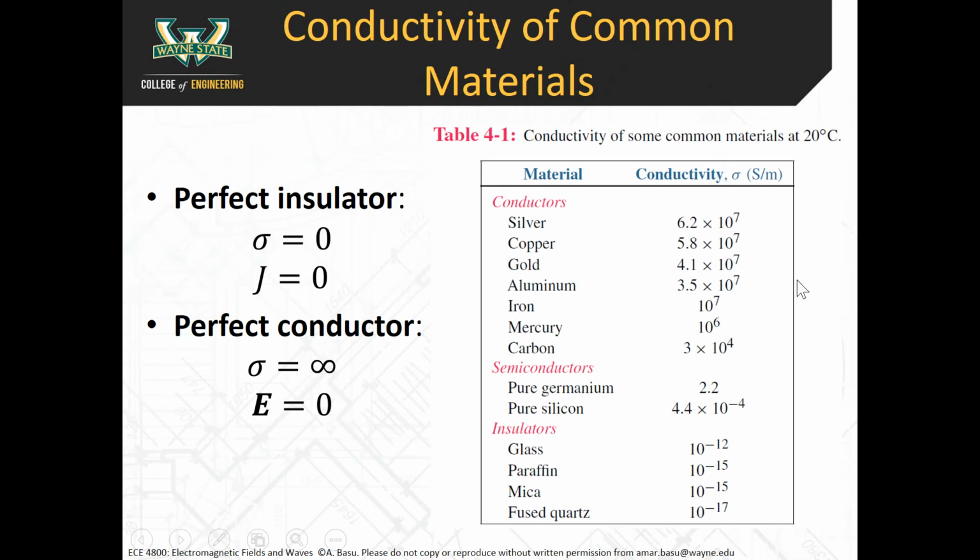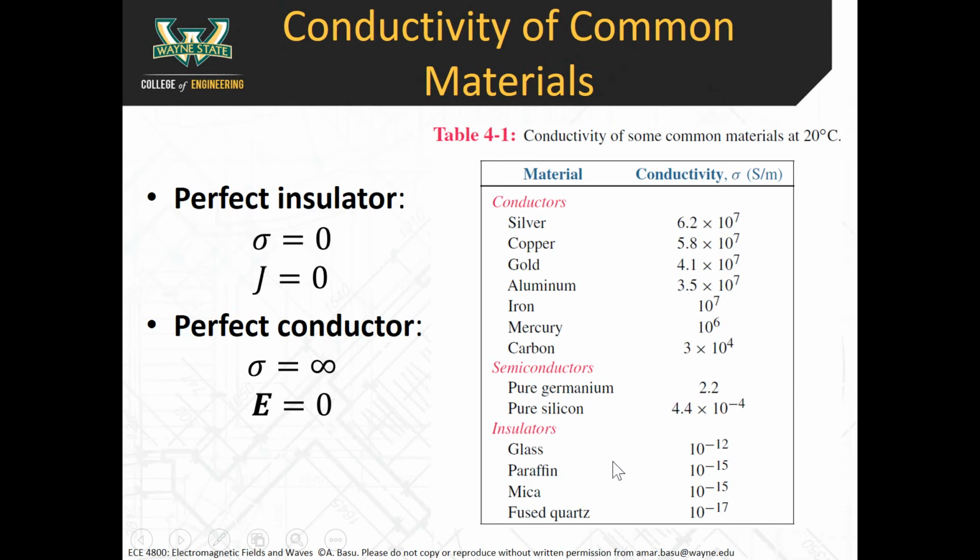Copper also has a very high conductivity. Copper is used a lot in semiconductor interconnects. Copper tends to be less expensive than silver and gold, so it's popular. Gold has a little bit less conductivity, but is extremely chemically inert, which is great, and that's why gold is often the preferred conductor in high-performance electronics. Aluminum, or as the British would say, aluminium, 3.5 times 10 to the 7th. Iron and mercury are all up there. Carbon, as you can see, is quite a bit less, but it's still a conductor.